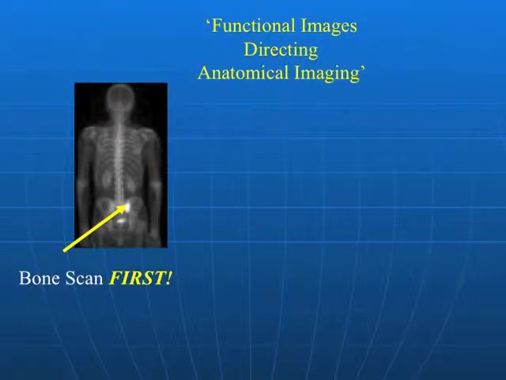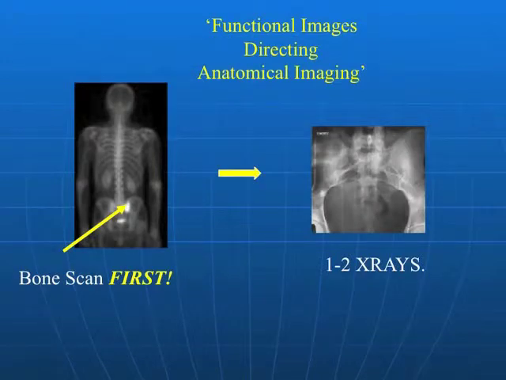So what you then do is say, okay, well, let's just do one series of x-rays and look directly at that, and in fact the x-ray then confirms it. You know what, that actually is cancer of the bone. Rather than x-raying the whole body, as you can see.